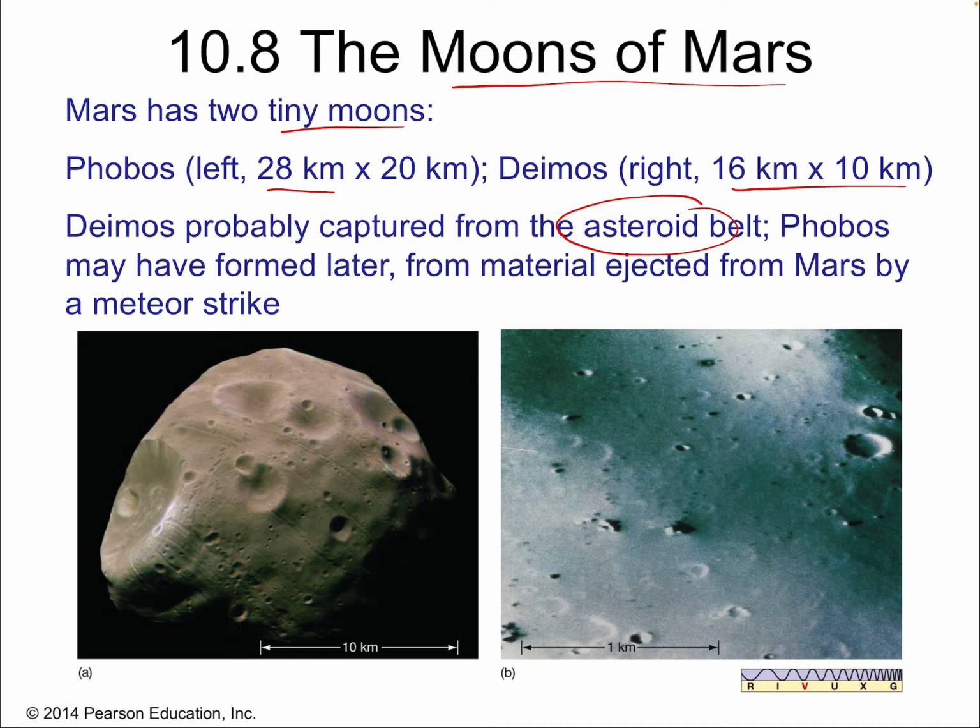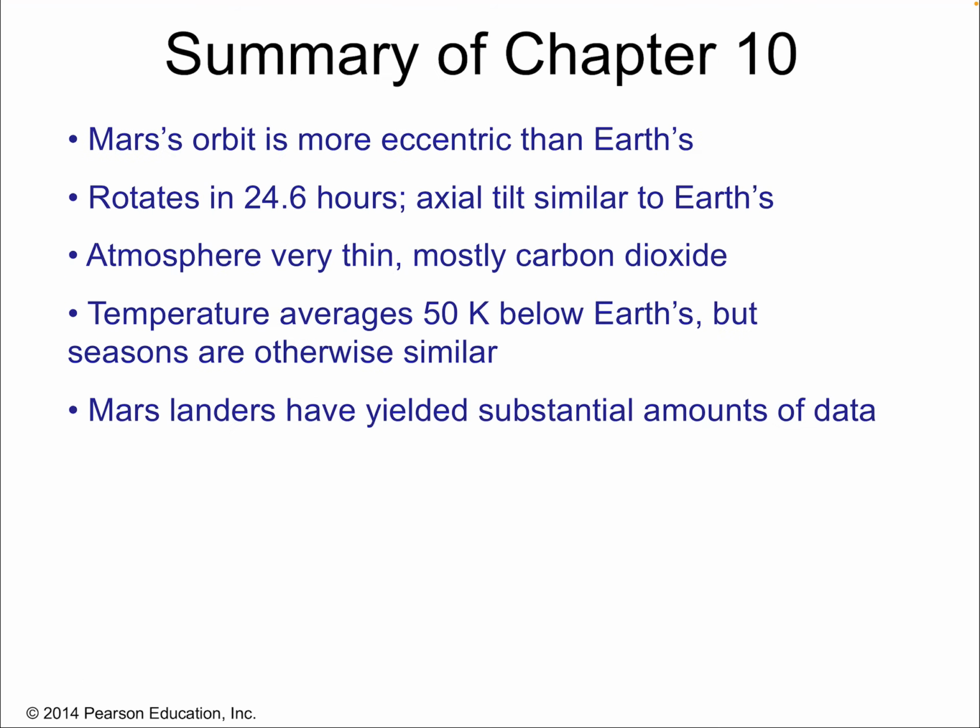And they're both so small that you wouldn't even see them with the naked eye in the night sky of Mars. But they are officially moons. Mars has them. Okay, so in summary, Mars's orbit is more eccentric than Earth's. That does affect the seasons. Mars also has an axial tilt that's comparable to ours. It rotates in 24.6 hours. Its axial tilt, as I just said, is similar to Earth's.